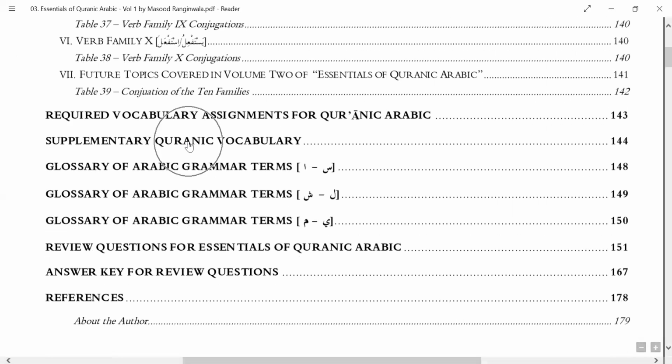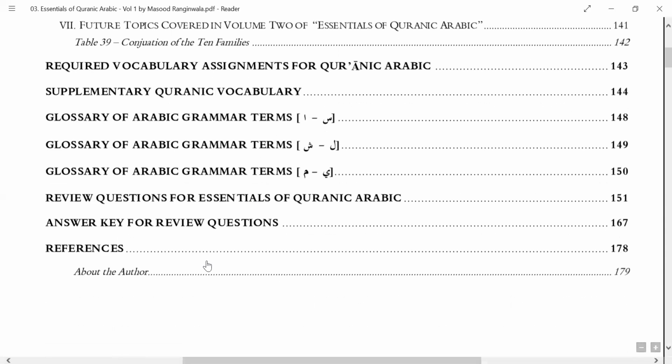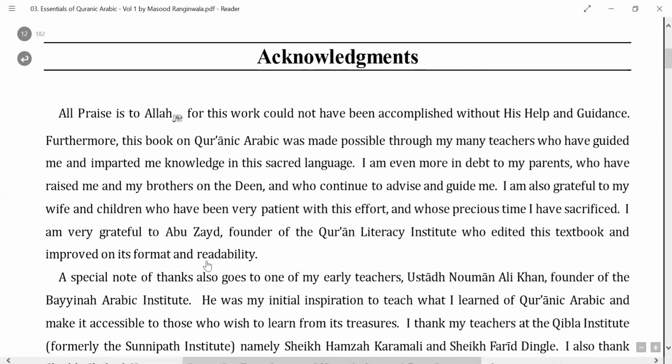Then you have some supplementary vocabulary, then some grammar terms, alif to seen in one topic, sheen to lam, and meem to yaa. Some review questions and answers. This is where I was saying the review questions are there for each chapter. So alhamdulillah, it's a very nice book. And part 2, volume 2 is more advanced knowledge. So if anyone wants, you all can continue volume 2 as well later on.